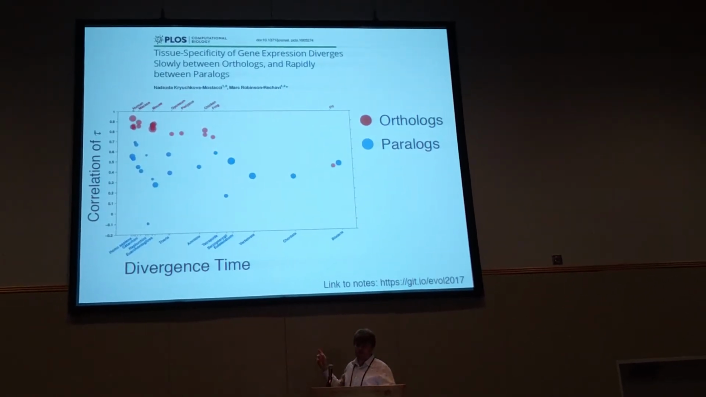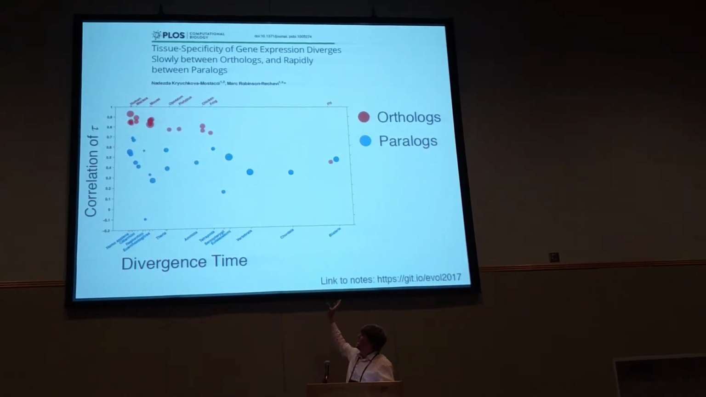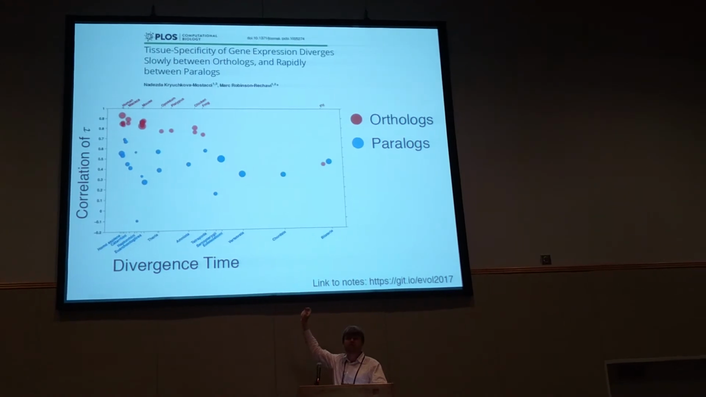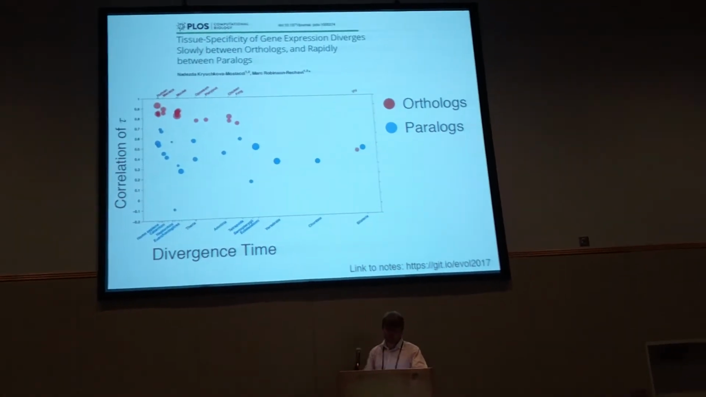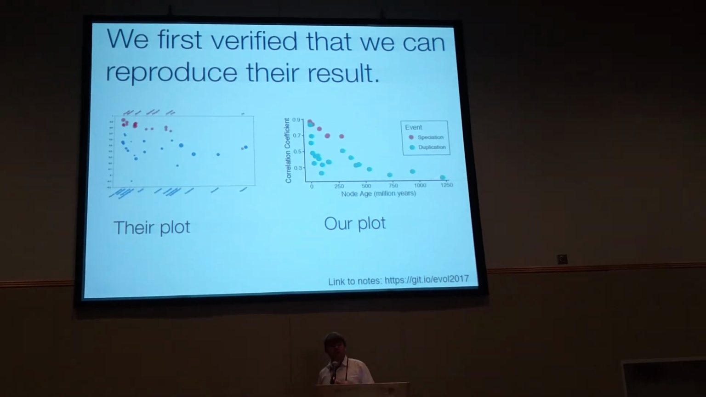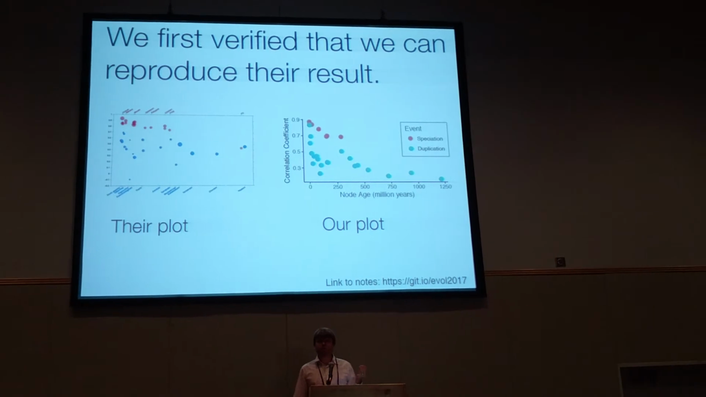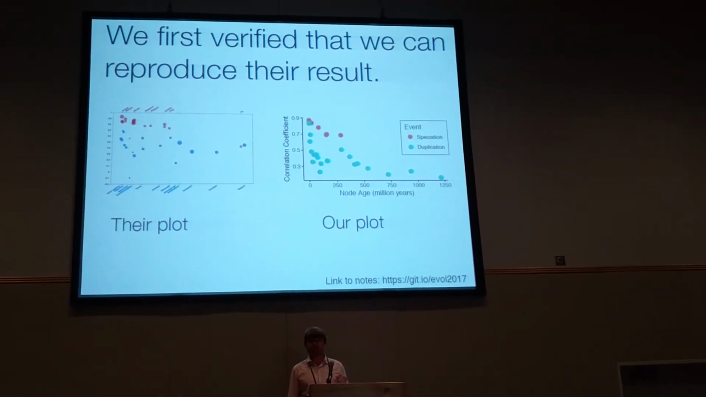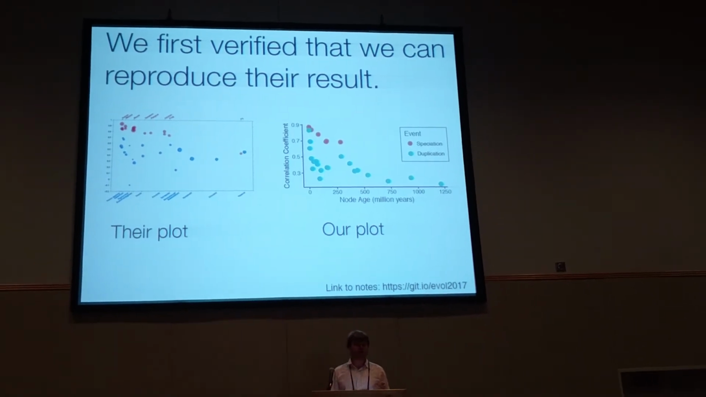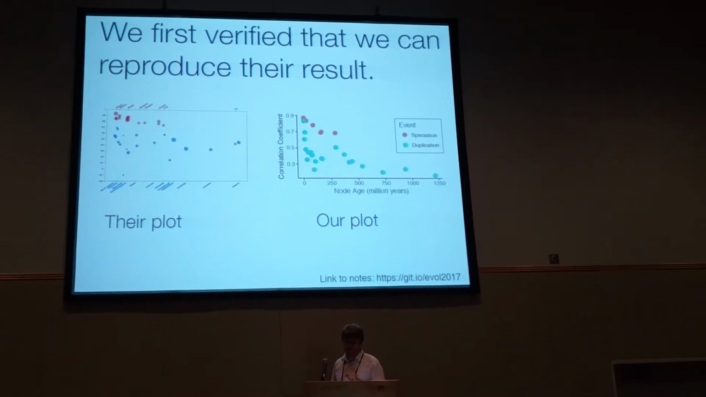One thing to note here is that they didn't show the actual divergence time of every duplication. They lumped the duplications together into a speciation node that was close by on the tree. So the first thing we did when we got their data set was make sure we could reproduce their original result, and we could. They did a great job putting all the code and data out there. It just took a few hours to regenerate their plots with some of our own code.